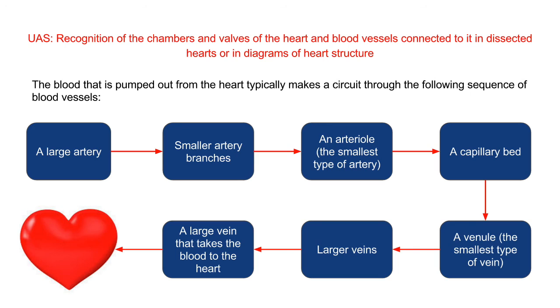The blood that is pumped out from the heart typically makes this circuit through the following sequence of blood vessels. A large artery goes to smaller artery branches, and then arterioles, which are the smallest type of artery, a capillary bed, then to a venule, which is the smallest type of vein, to larger veins, and finally a large vein that takes the blood to the heart.